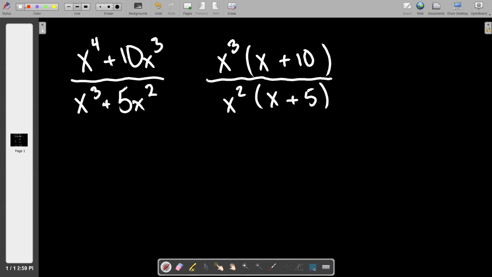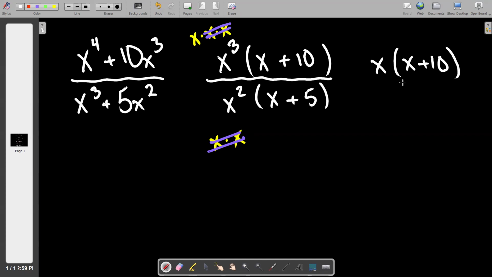Right. If you think about it, if I were to write this out, x to the third on top is x times x times x, and x squared on the bottom is x times x. And so math is pretty easy when you let it be. These two x's on top can kill these two x's on the bottom. You don't need to draw it all out like that. It's pretty intuitive that you're going to have a leftover one and it's going to be on the top, because that's where there were more. And so we're left with a final answer of x times x plus 10 over x plus 5.